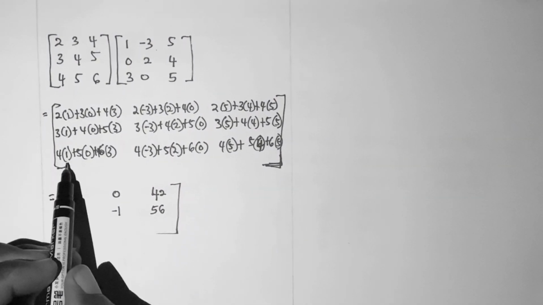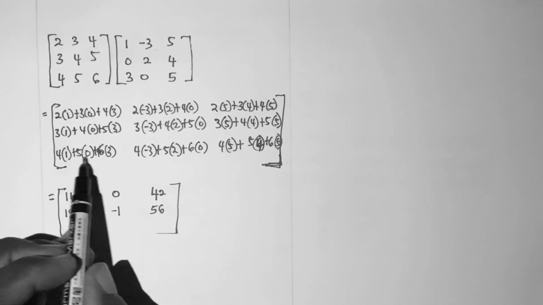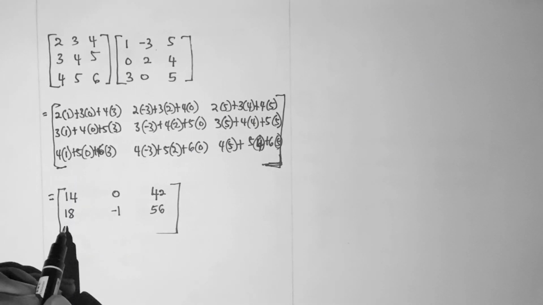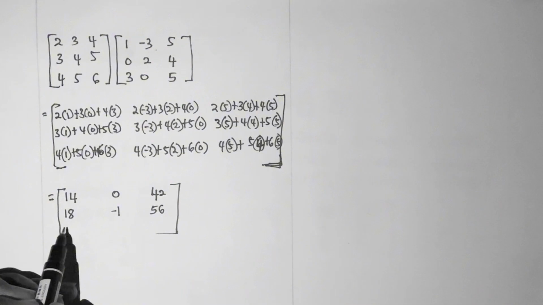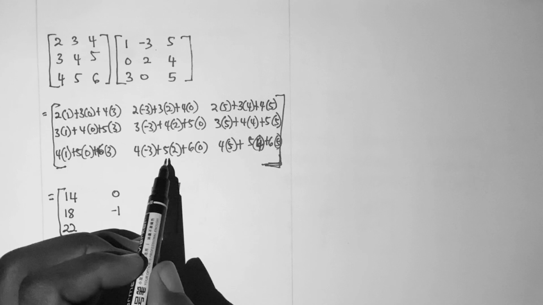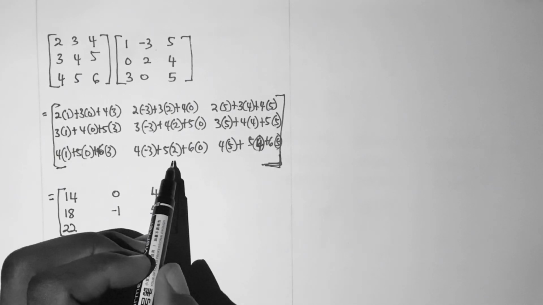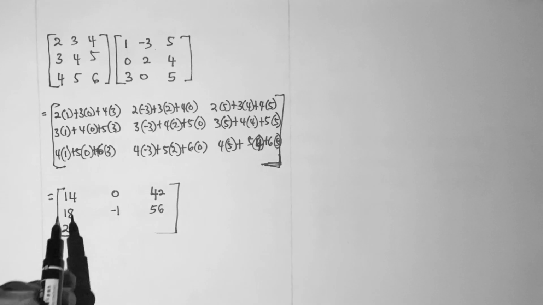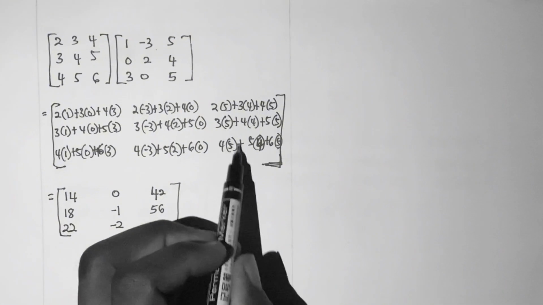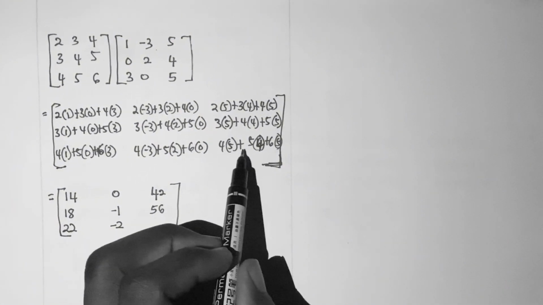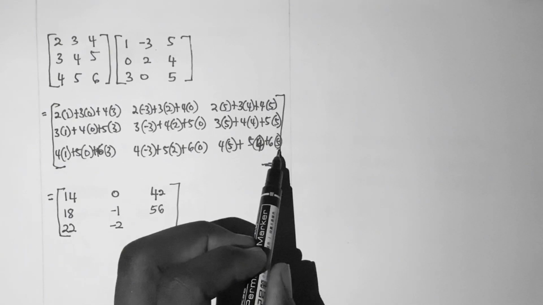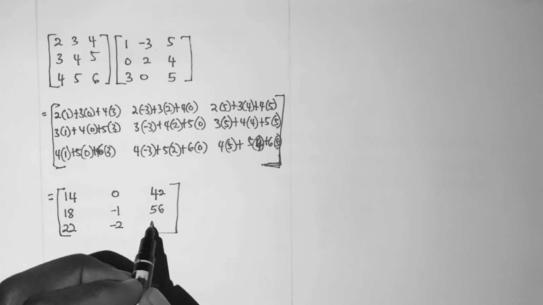Then 4 times 1 is 4, plus 5 times 0 is 0. So 4 plus 0 is 4, plus 6 times 3 is 18. 4 plus 18 is 22. Then 4 times minus 3 is minus 12, plus 5 times 2 is 10. Minus 12 plus 10 is minus 2. Minus 2 plus 0 is still minus 2. And then here's 4 times 5 is 20, plus another 5 times 4, that's 20. 20 plus 20 is 40. Then 6 times 5 is 30. 40 plus 30 is 70.